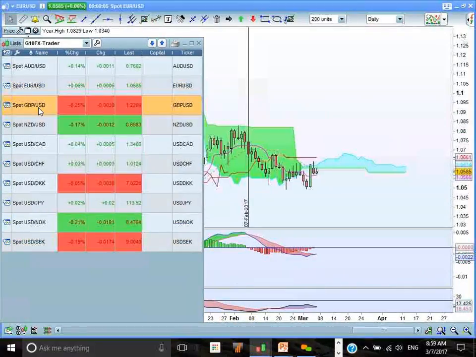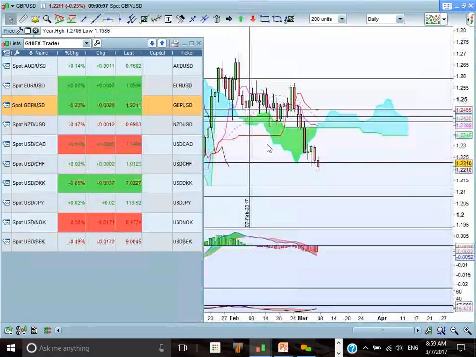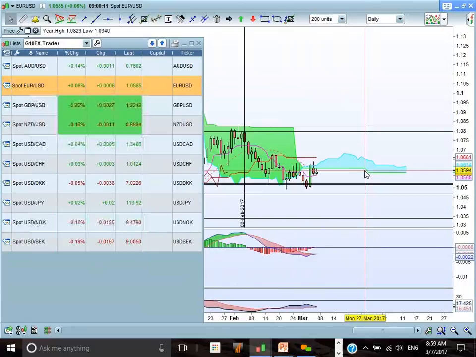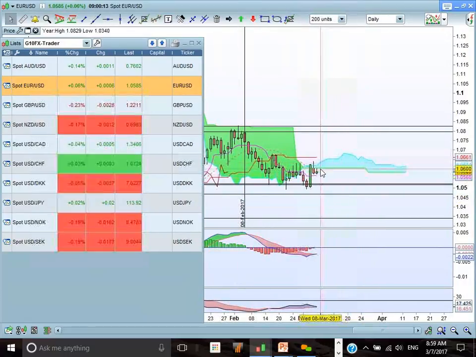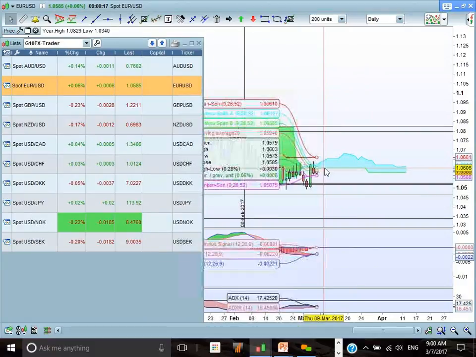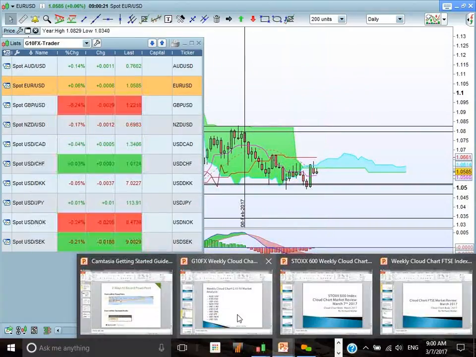But certainly the US dollar and the sterling, also sterling is grinding lower, and euro US dollar is at an inflection point. Are we going to move lower there? Most likely, with the cloud chart resistance remaining in place.